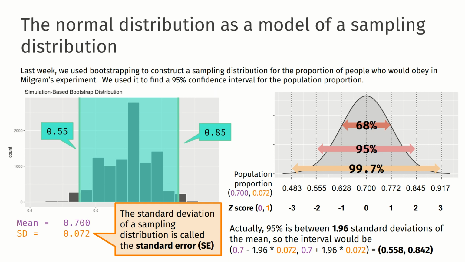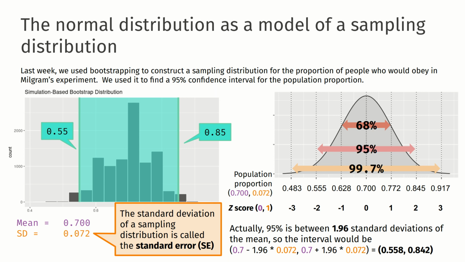But it's related to the idea that we discussed over the last couple weeks of sampling error or sampling variability, because the standard deviation of a sampling distribution reflects how much variability there is from sample to sample. In other words, how much sampling error or sampling variability there is.